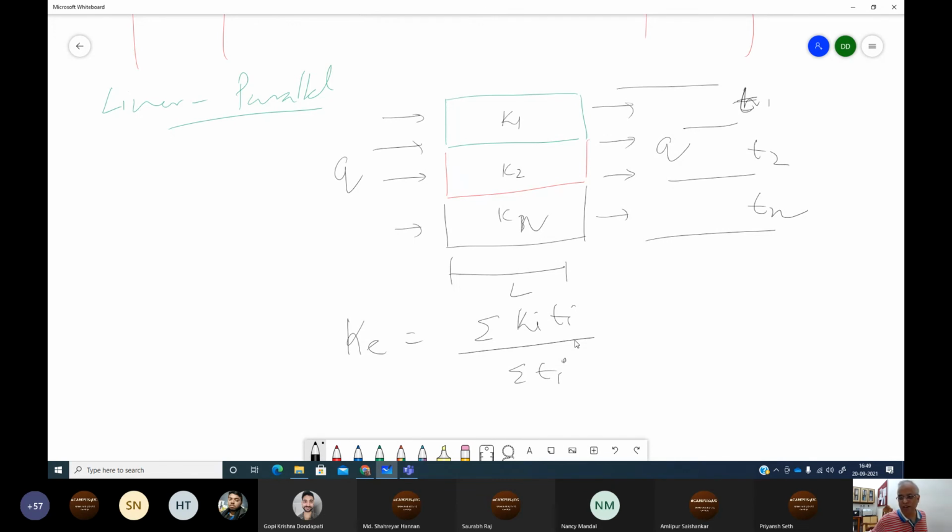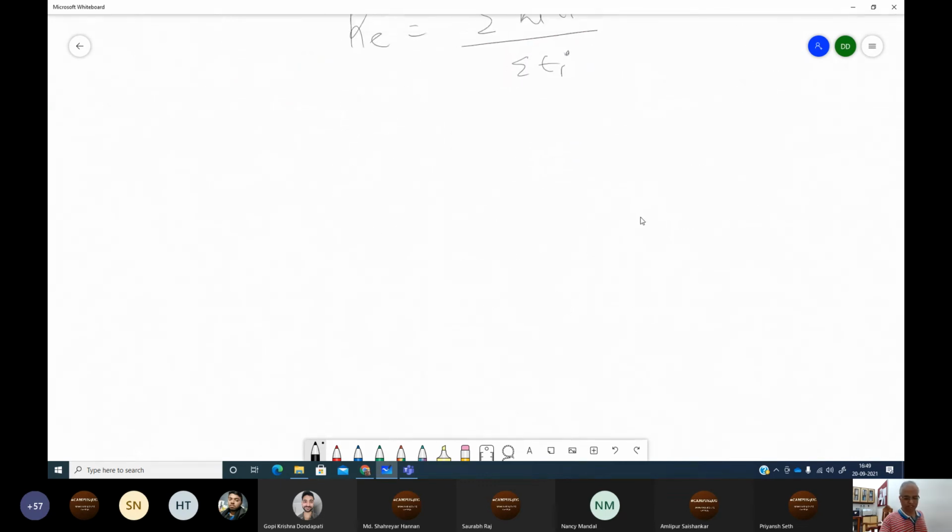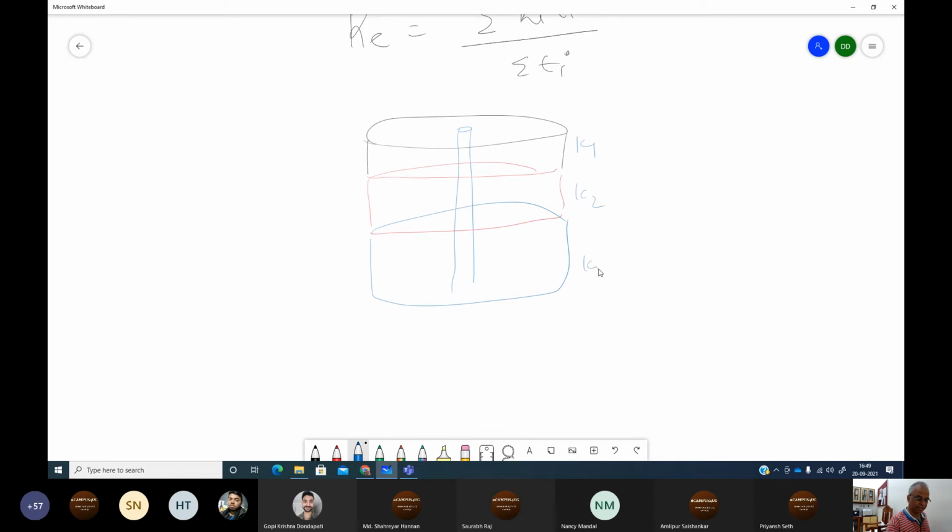Now, anybody find out what will be for the radial? Now, let me draw it, then you will be knowing. So, radial will be like this. Now, let's say the layer is like that. And this is the hole here. So, this is K1, K2, and Kn. And now they will have L1, L2, and Ln.